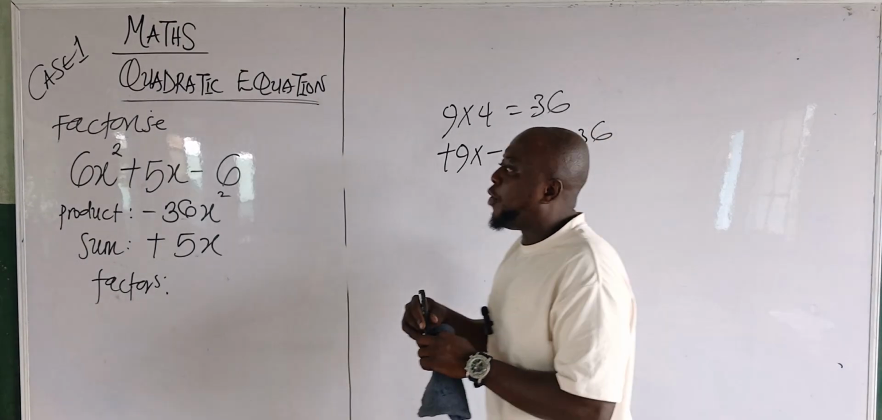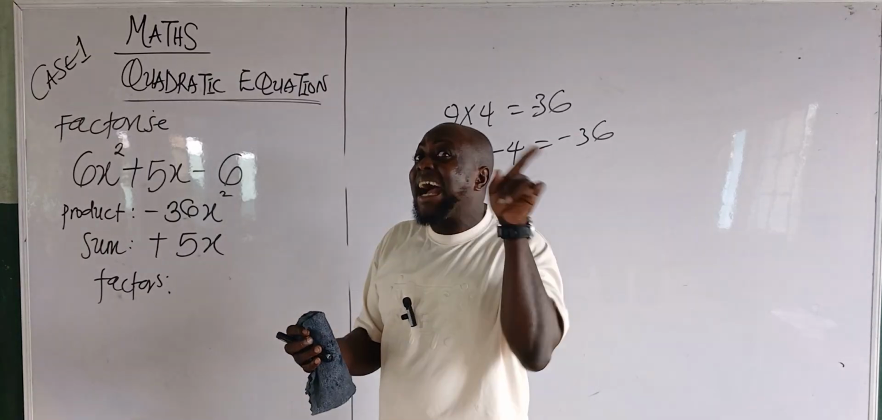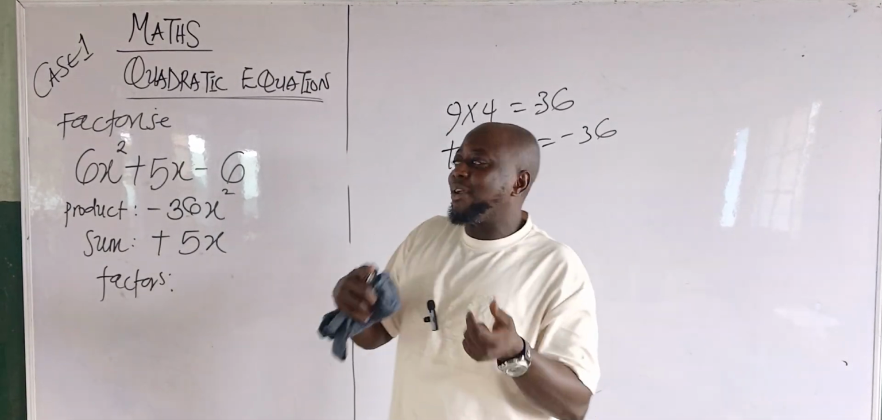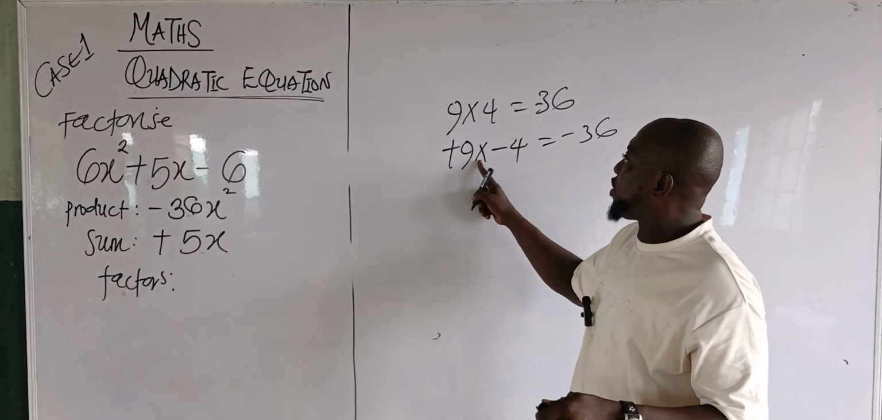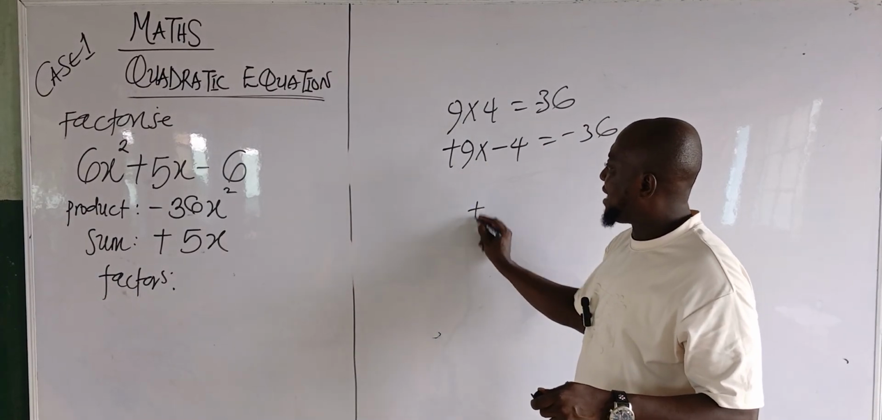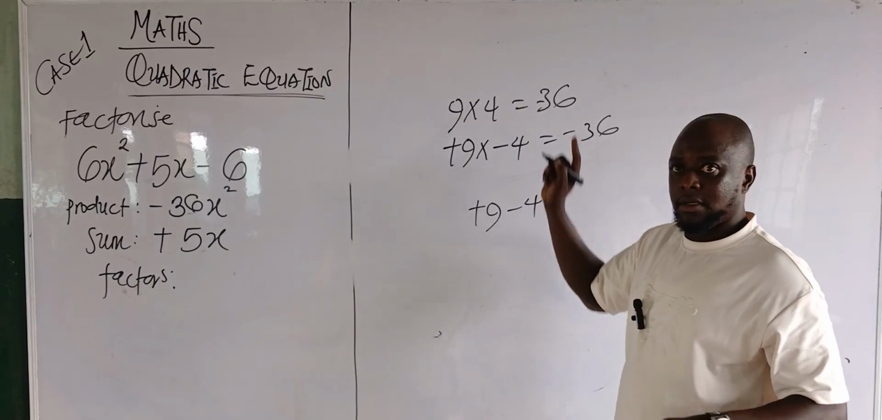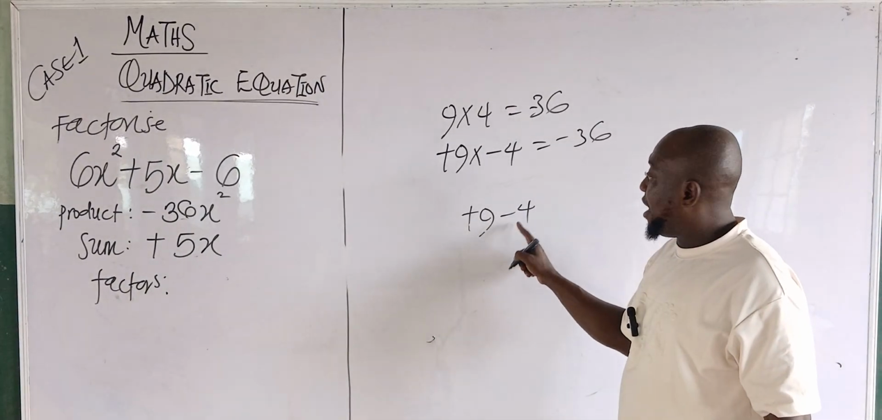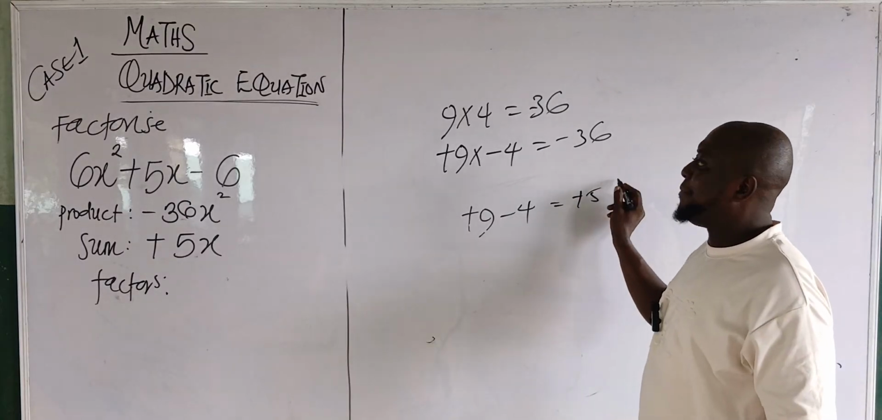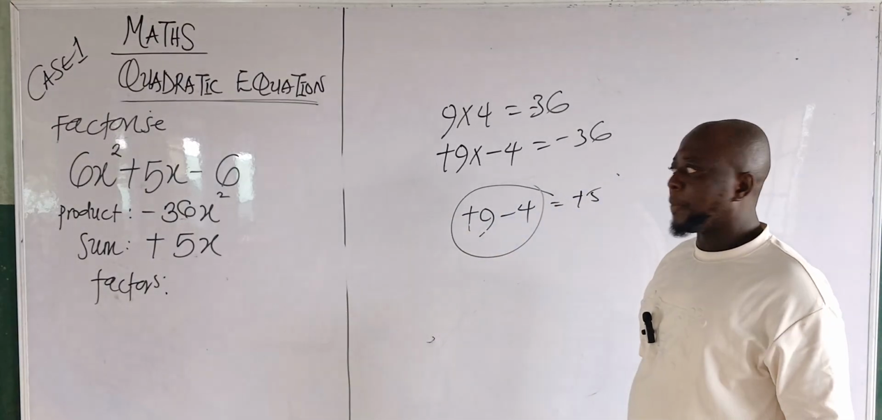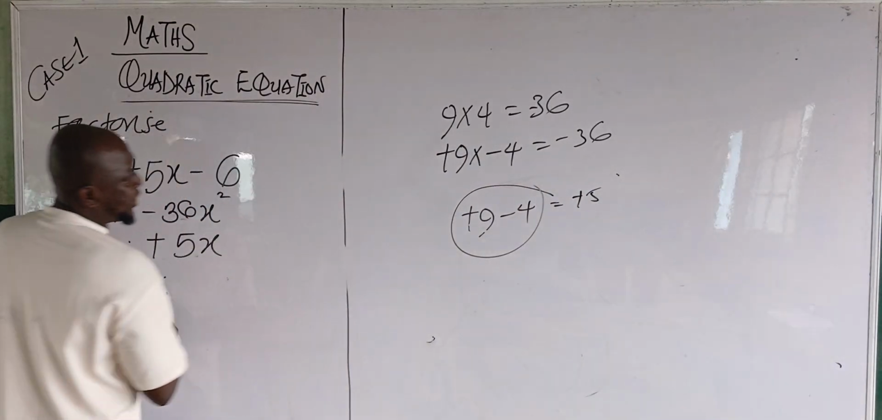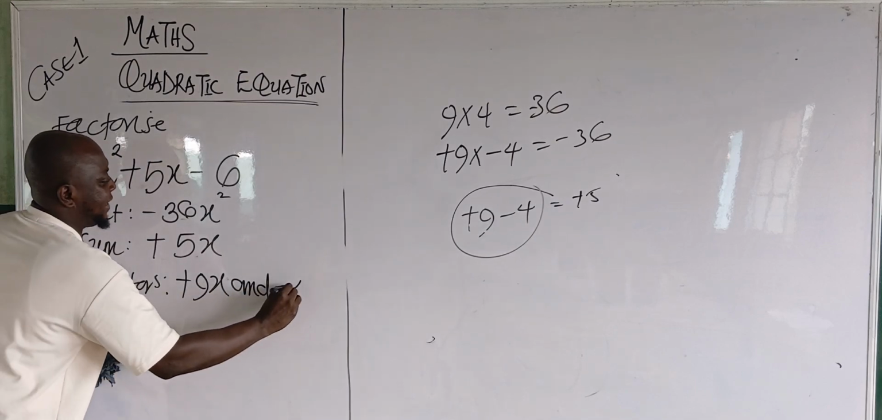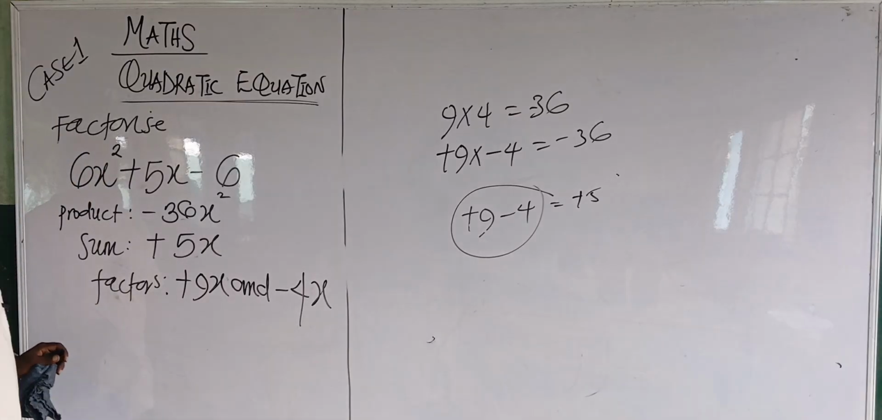Now, what do I do for the sum? We say if we either add or subtract. You see, we did not mention multiply anymore for sum. If we add or subtract. Now, for the sum, I will remove these times. I'm having 9 and 4. So check now: plus 9 minus 4 means plus 5. That means that this is what we need. So I will now come here. For the factor, I will write plus 9x and minus 4x. That's what I will write here.